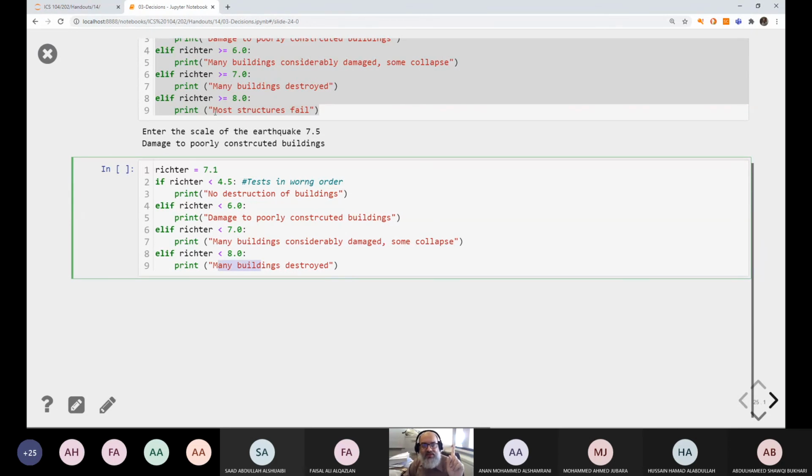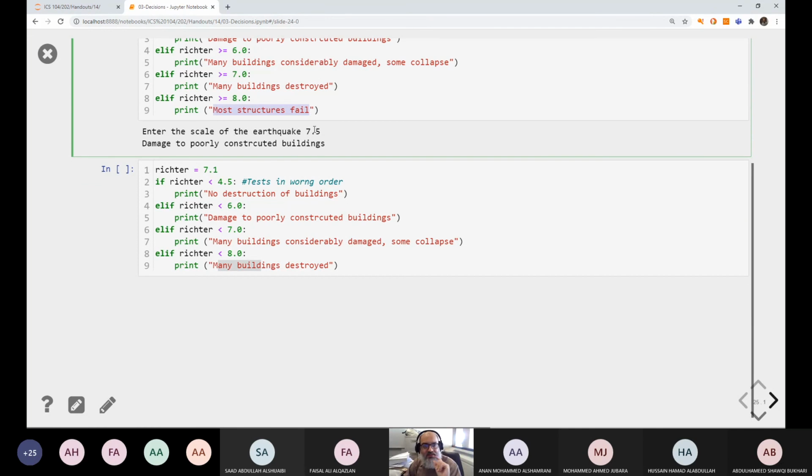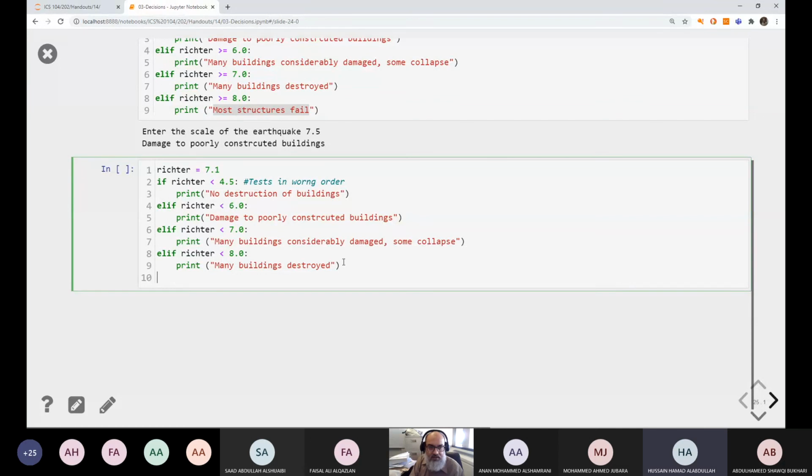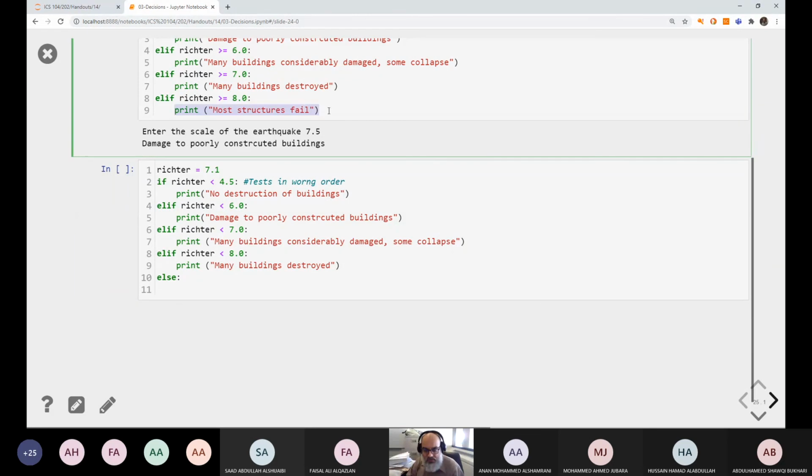We forgot the last category. Most structures fail. So we should have said else. Everything that will be greater than or equal to 8. If I reach here, it will be basically greater, so I don't need to check at all. Else, I will print, most structures fail or fall. I think it should be fall, right?